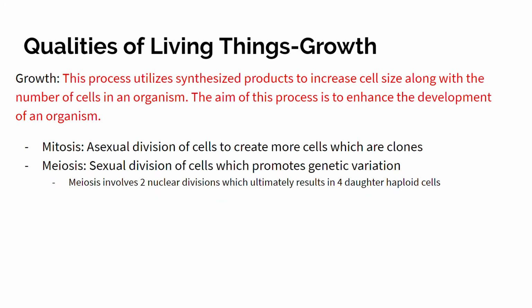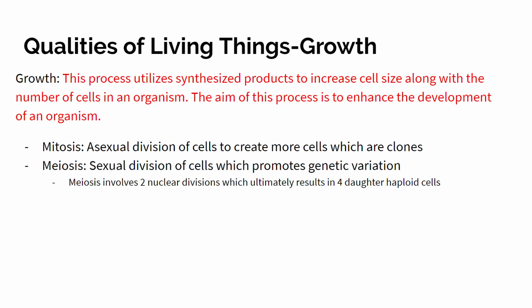Qualities of living things, growth specifically. Growth is the process which utilizes synthesized products to increase cell size along with the number of cells in an organism. The aim of this process is to enhance the development of an organism. So growth is basically either the increase of cells or the larger size of cells. Mitosis and meiosis are both the division of cells, so this helps increase the number of cells.